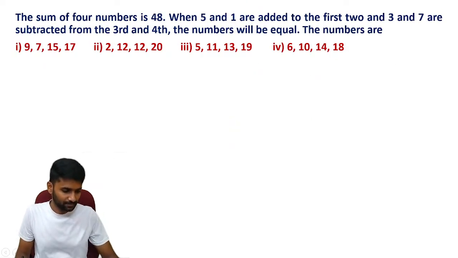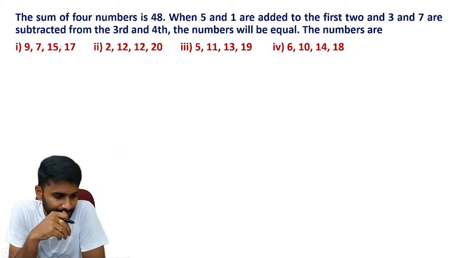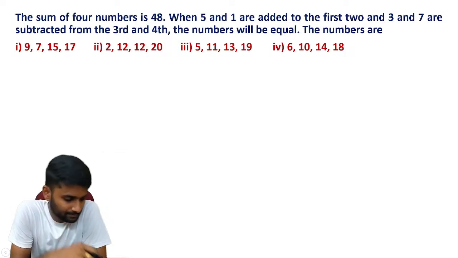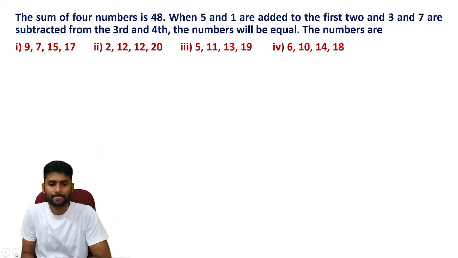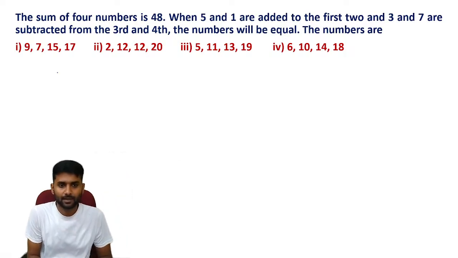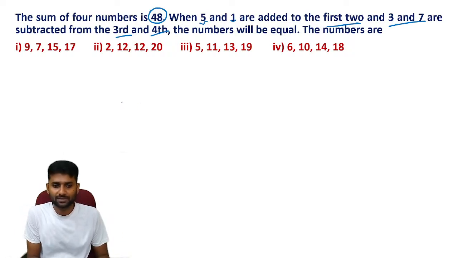Let's go through this question. The sum of four numbers is 48. When 5 and 1 are added to the first two, and 3 and 5 are subtracted from the third and fourth, then the numbers are equal. So what about those numbers? See, x, y, p, q. If you go through the sum, it's exactly 48.